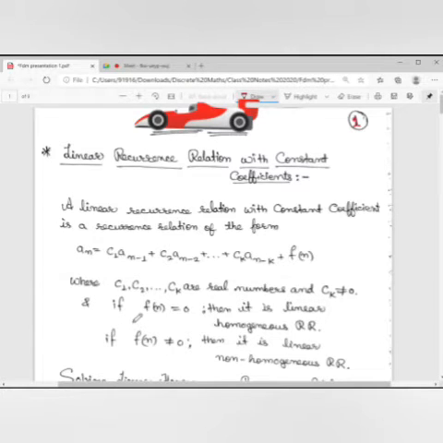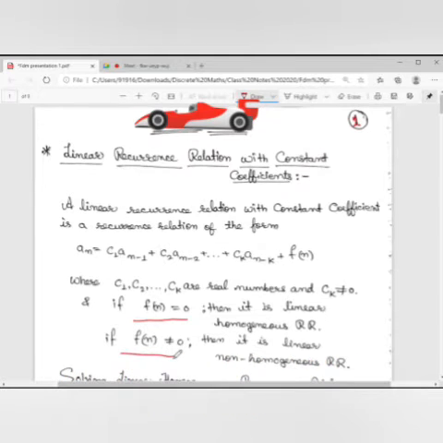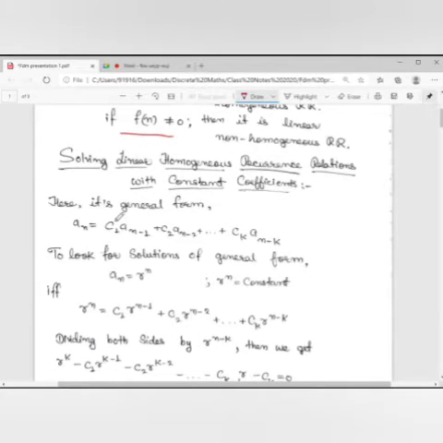If f(n) is equal to 0, then it is called a linear homogeneous recurrence relation. And if f(n) is not equal to 0, then it is called a linear non-homogeneous recurrence relation. Now I have to present the linear homogeneous recurrence relation, so we will see how to solve it. Its general form is a_n = c1 a_(n-1) + c2 a_(n-2) + ... + ck a_(n-k).